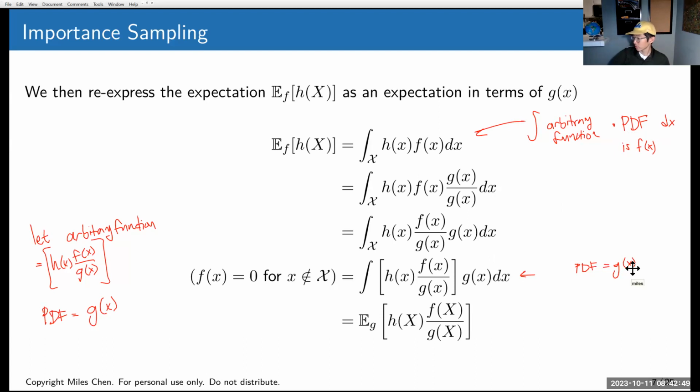And so therefore, this is going to be the expected value of this big, kind of crazy arbitrary function. It's h of x times f of x over g of x. It's just this big function now, but it's just a function where x is a random variable that has PDF g of x.